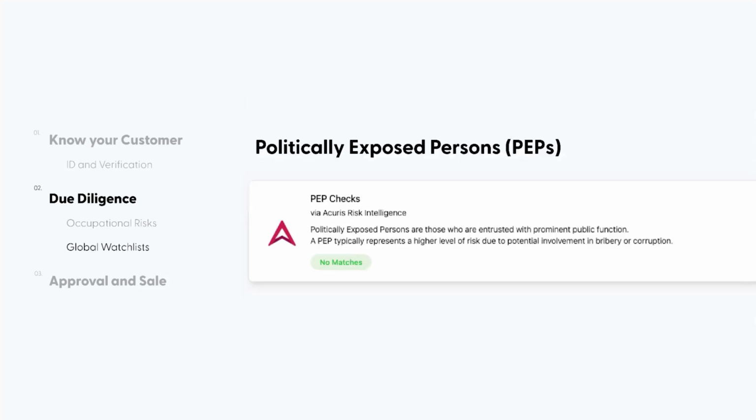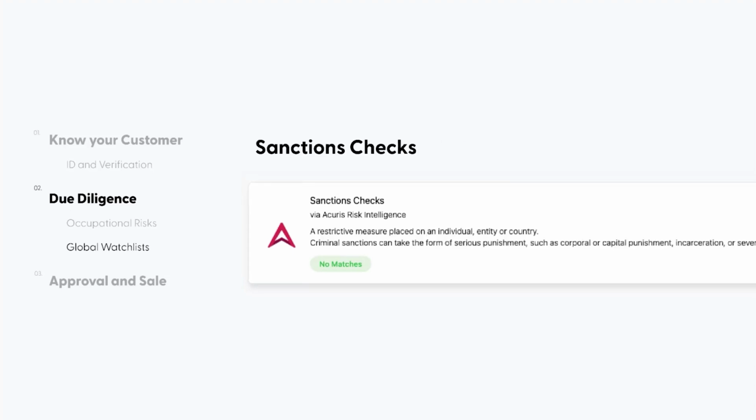The first one is PEP, so this means politically exposed persons lists. These lists include individuals who hold or have held a prominent public position. To give you an example, the US president is a PEP, but also David Beckham. So you see these two have very different profiles, but both are public.